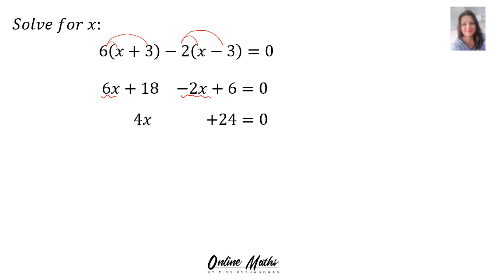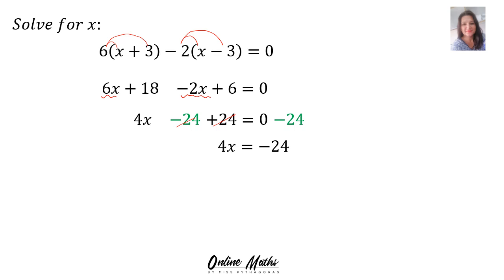Is equal to 0. Now I want to get rid of the plus 24, therefore subtract 24 on the left hand side and subtract 24 on the right hand side. So on the left hand side, negative 24 plus 24 is nothing, and you're left with 4x equals, and on the right hand side 0 minus 24 is minus 24.